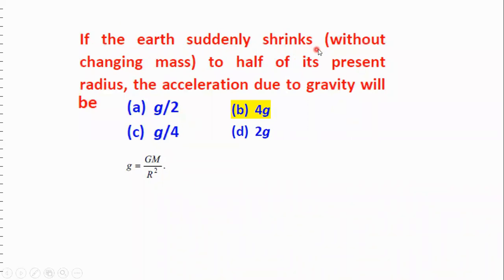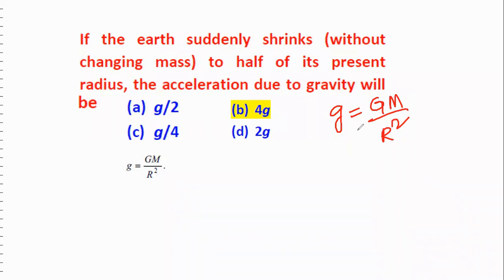If the earth suddenly shrinks, without changing mass, to half of its present radius. In the previous problem they had given a particular point, but here the radius is changing. If the radius of the earth or the planet changes, then acceleration due to gravity changes. g is equal to GM divided by R square. If mass or radius change, then acceleration due to gravity also changes.